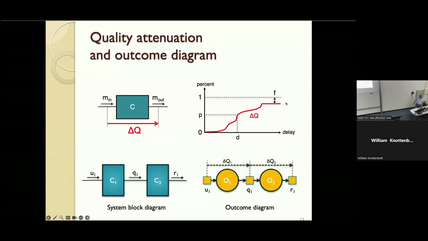Maybe this thing is an improper random variable. And then the outcome diagram on the bottom. Here we have a block diagram of two components that are just connected together, a very simple system. But the outcome diagram has two outcomes. The first outcome is C1 doing its thing, and the second outcome is C2 doing its thing. And these are causally connected. The stop event of outcome 1 is the start event of outcome 2.